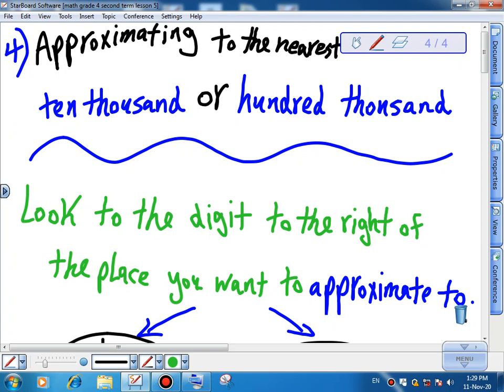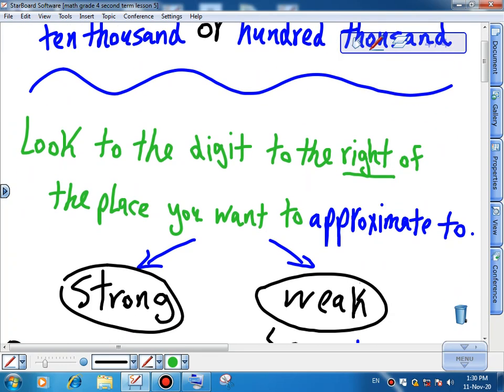Then look to the digit to the right of the place. The digit before tens is units. The digit before hundreds is tens, on the right side. The digit before thousand is hundreds. The digit to the right of the place you want to approximate.